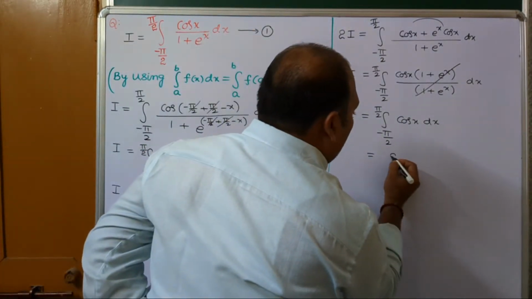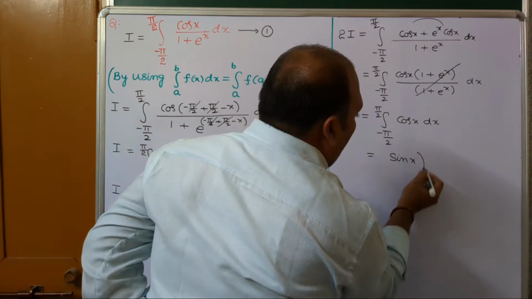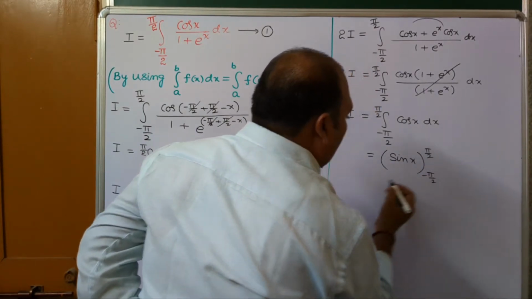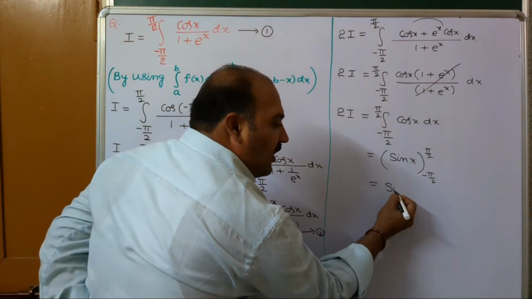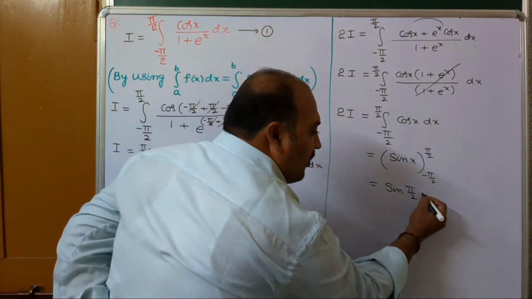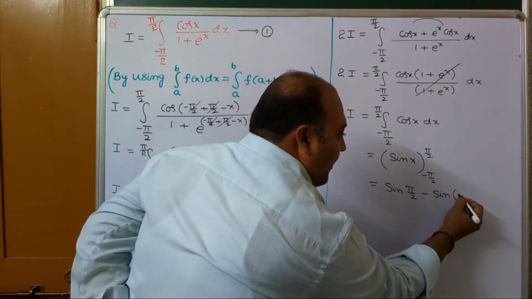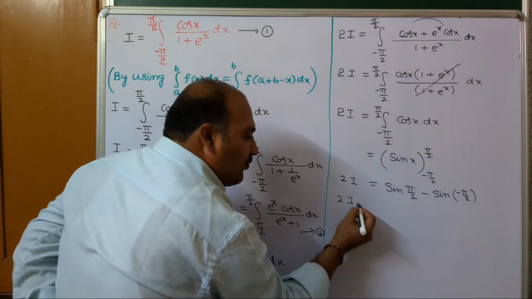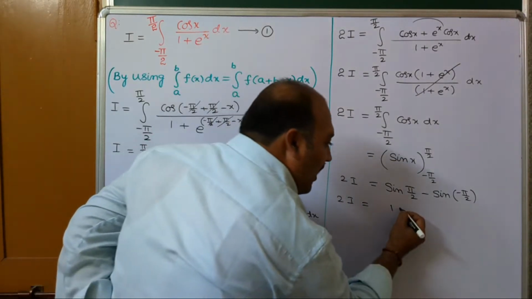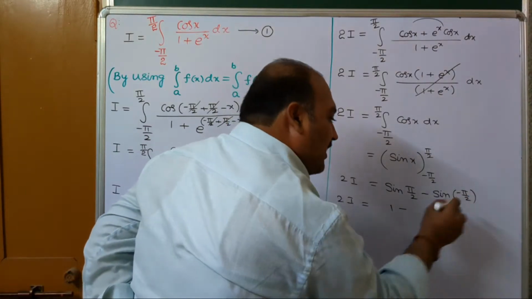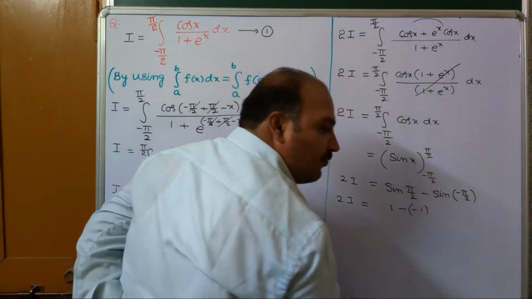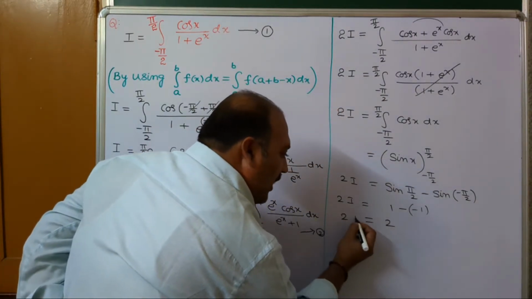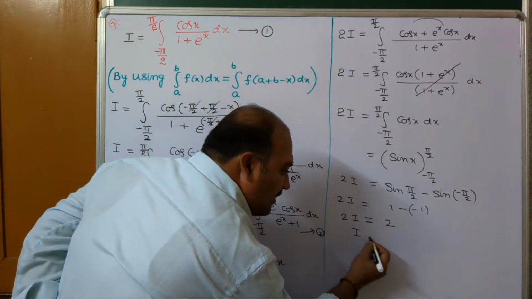So that is equal to sin x. Applying the limits minus pi by 2 to plus pi by 2. So first, in place of x upper limit, sin pi by 2 minus sin of minus pi by 2. So 2I equal to sin pi by 2 value 1 minus sin of minus theta, minus sin theta. So minus sin pi by 2, minus 1. So minus of minus 1 plus 1, 2. So 2I equal to 2. I is equal to 1.